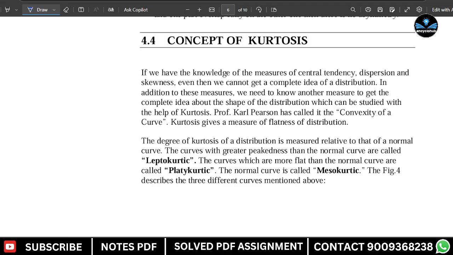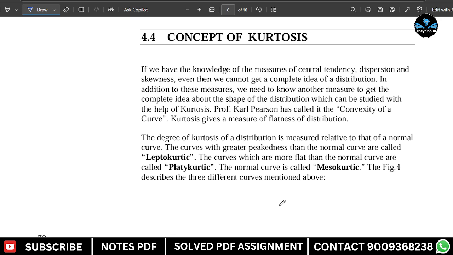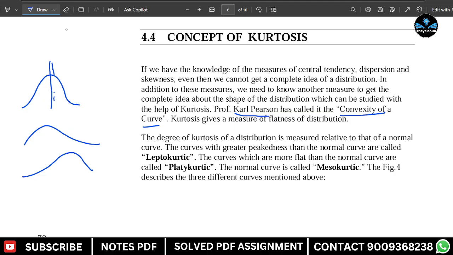Right now we are discussing the concept of kurtosis, and we have already discussed skewness. The concept of kurtosis is described by Professor Karl Pearson, and according to him, this is called the convexity of a curve. Because in symmetry we see that we have a symmetrical curve, but in skewness we see that we have a positive or a negative curve. But in kurtosis, we have a degree of kurtosis.